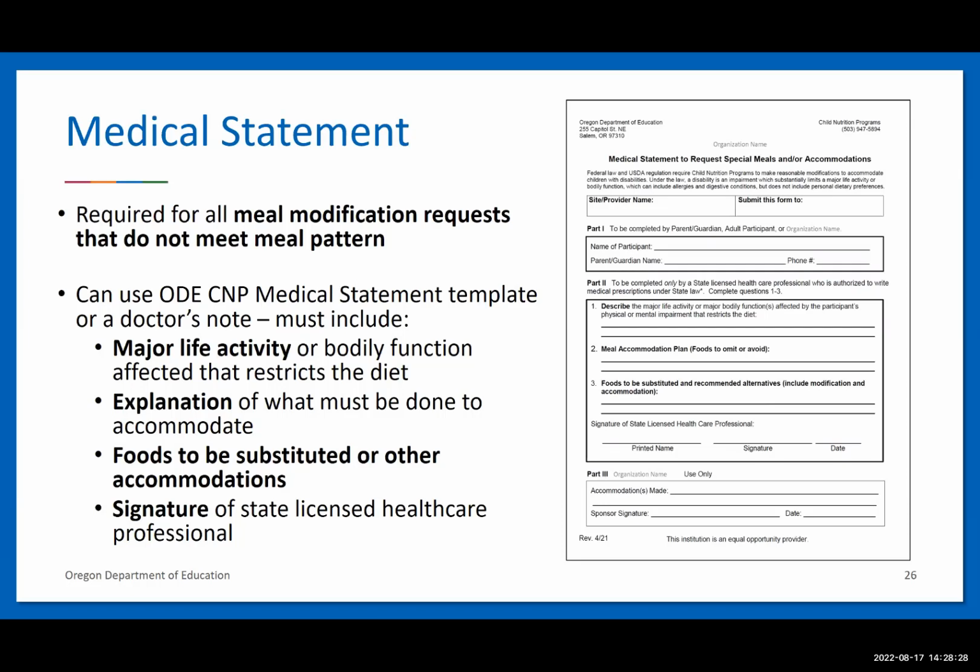Anytime you see an individual substitution on the menu that does not meet meal pattern, you will want to check to ensure that a medical statement is on file. If it is not on file, talk to your staff to see what the situation is and disallow the meals. For more detailed information on meal accommodations, you can review the ODE CMP meal accommodations training on YouTube. And Dee Dee can share that link to the training in our chat.